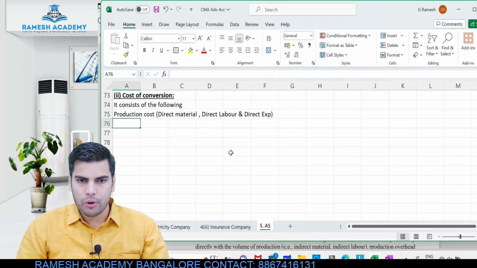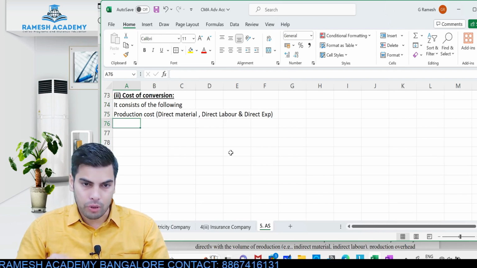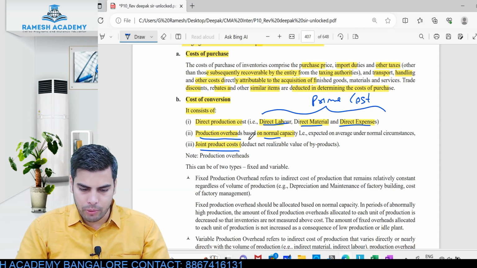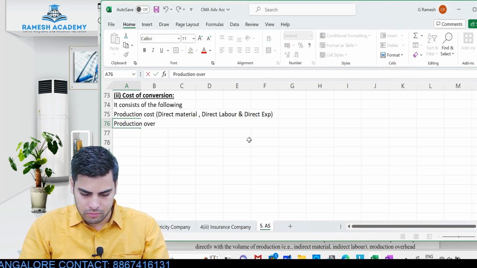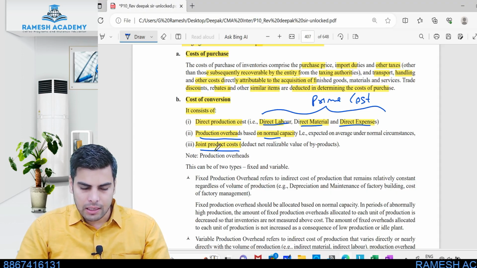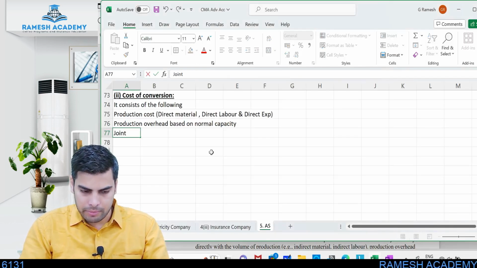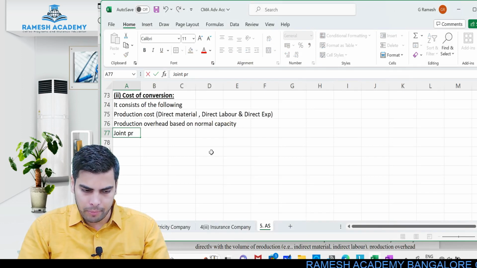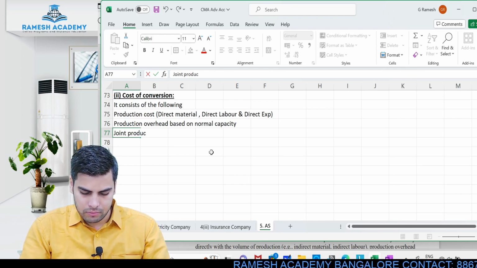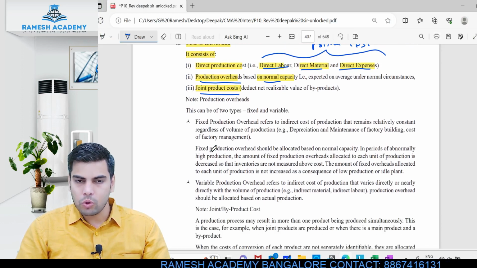Along with this production cost, it will also include your production overhead, based on normal capacity. And then lastly, it will include the joint product cost. Sometimes if you are spending some amount towards the joint product, the entire joint product cost also will form part of cost of conversion. Just remember this much, more than sufficient.